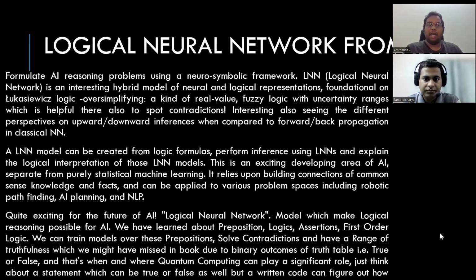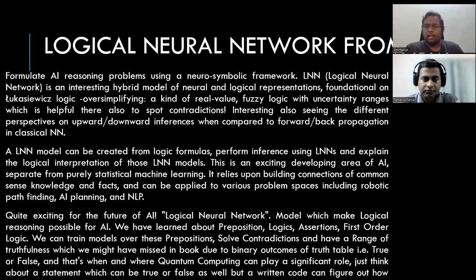Okay. Now we have this idea of logical neural network. And the overall idea with logical neural network has been that, again, it's a very interesting idea that you have the combination of neural and logical representation. And basically it is based on Lukasiewicz logic, oversimplifying. It is like a real-valued fuzzy logic, with an uncertainty range, which is helpful to spot contradictions. Like it can tell you when something does not match up and how it can be different. And it can be created by using logic formulas. It performs inference using the logical neural network and basically explains based on these LNN models itself.